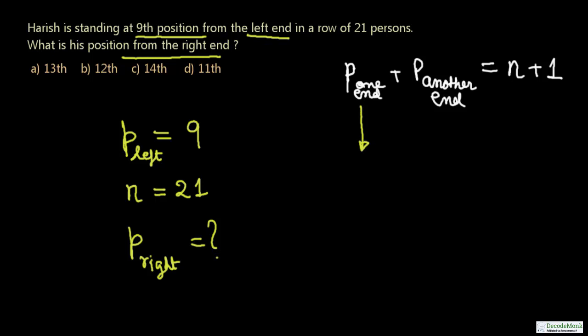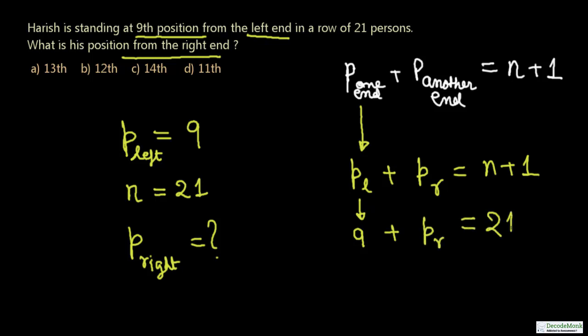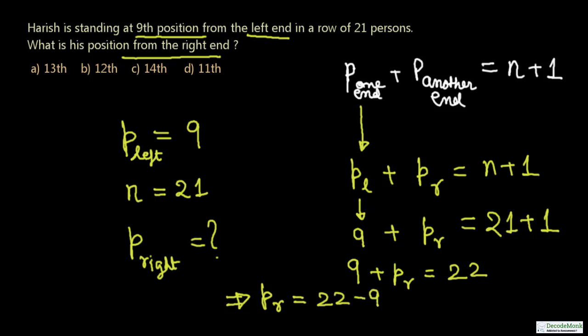With reference to the formula we have just found, position from left end plus position from right end is equal to n plus 1. So position from left end is 9, position from right end we have to find out, and n is equal to 21, plus 1. Now I think you should be able to find out. So 9 plus position from right equal to 21 plus 1 is 22, which implies position from right is equal to 22 minus 9, because 9 plus something equals 22. It means this variable is equal to 22 minus 9.